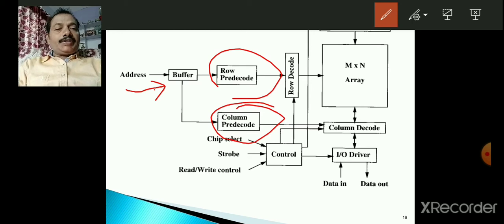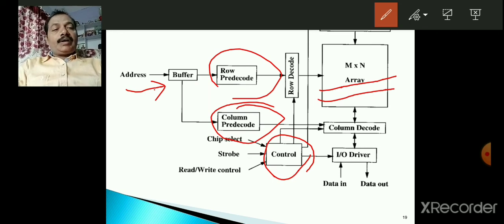And what happens is the control circuit also, you see, the row decode and column decode will activate one of the memory location. So based upon the selected memory location, this control circuit will issue control signals to row decode, column decode, and IO driver, thus activating whether read operation is to be done or write operation is to be done based upon the read write control signal received through CPU.